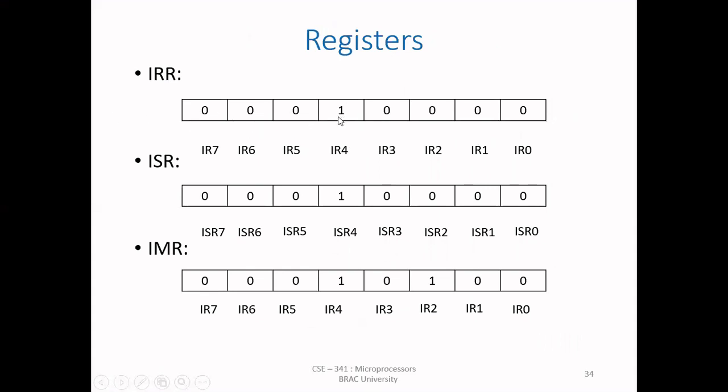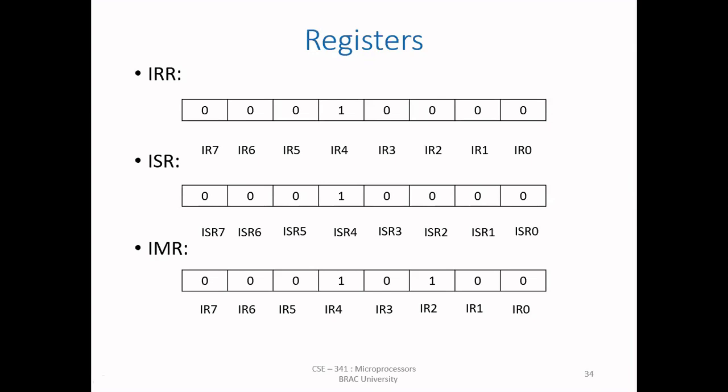Suppose a keyboard is connected to this IR4 pin, and it wants to get the attention of the CPU. It wants to interrupt the CPU, the 8086 processor, right? So on this pin, the device wants service or wants to interrupt. So this pin will be set. If any kind of interrupt comes through the IR2 pin, then it will be set. I mean, there is the value of 1. Okay.